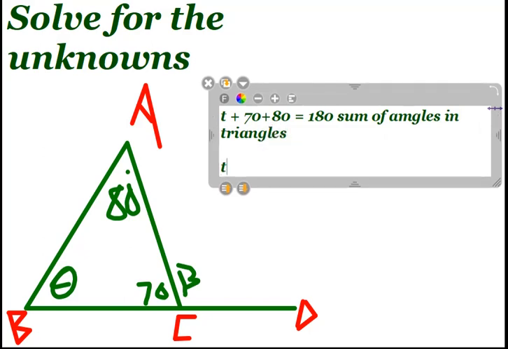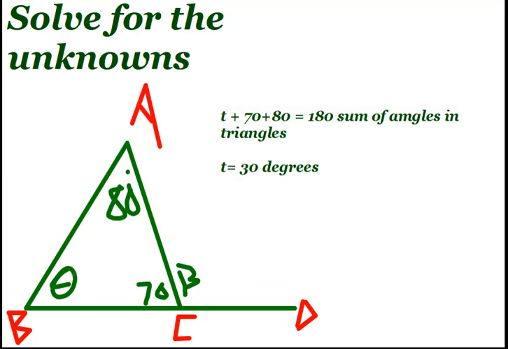Then we solve for t. So t stays this side and we say 180 minus 80 is 100, minus 70 is 30. So our t is 30 degrees, or our theta is 30 degrees. So let us substitute that in our sketch. So, 30 degrees.